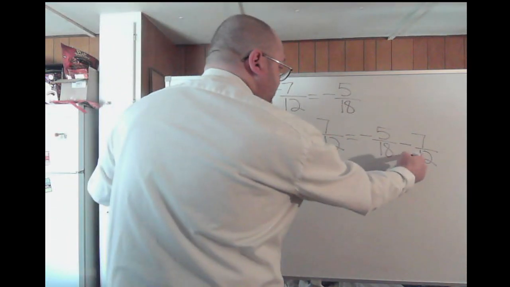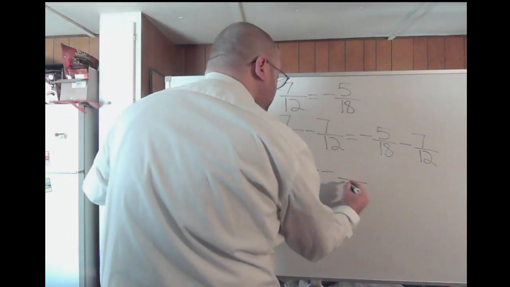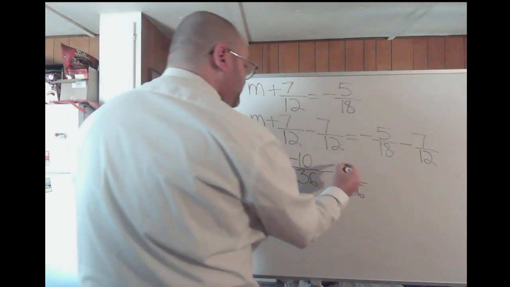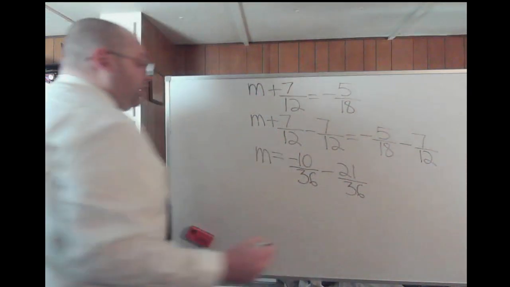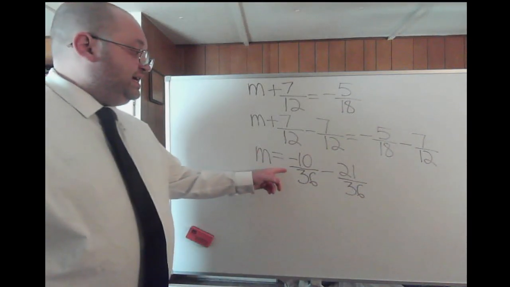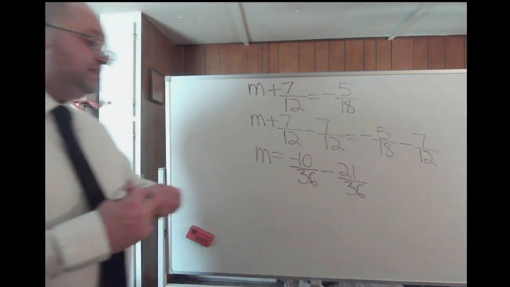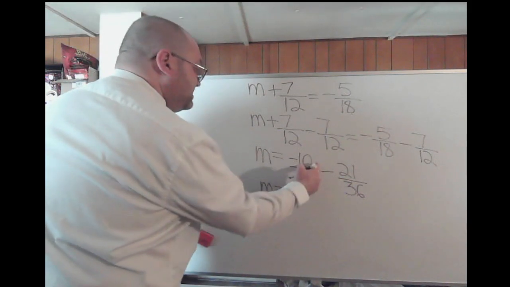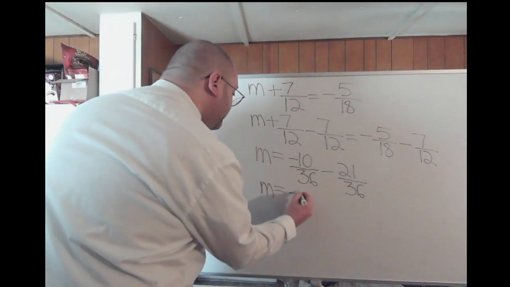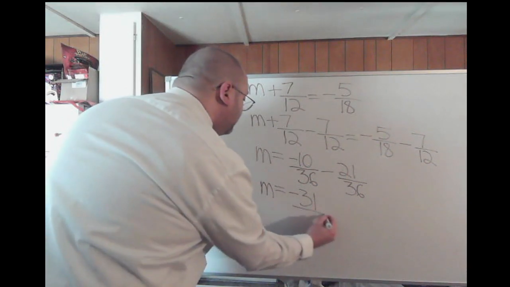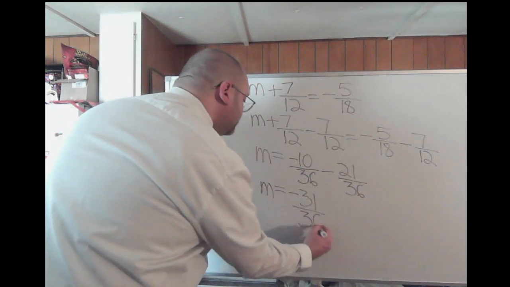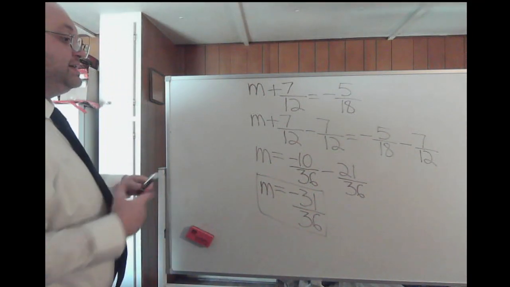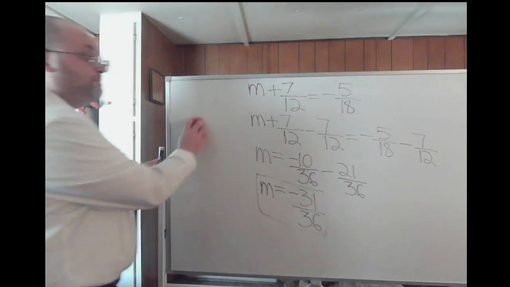Then you have to turn 12 into 36, which means you multiply by 3, which means you have to multiply that 7 in the denominator times 3. You'll get 21. So now what you're left with is m equals negative 10/36 minus 21/36. You have the same denominator, so you can subtract. So m is going to equal, what is negative 10 minus 21? That's negative 31. So you'll have negative 31 over 36. So m equals negative 31 over 36. That's what you would get for your answer.